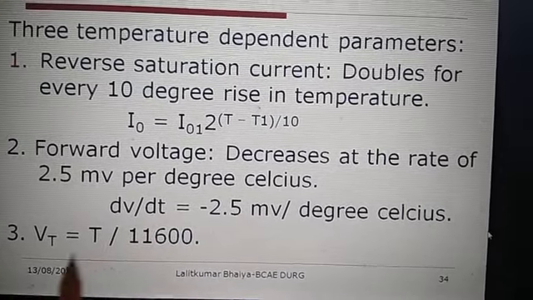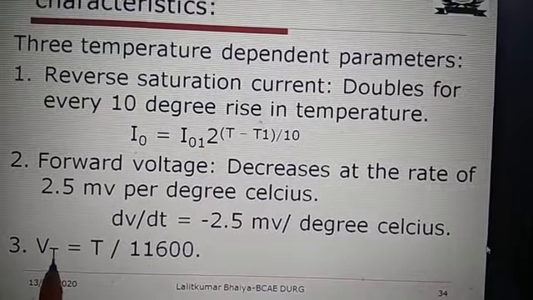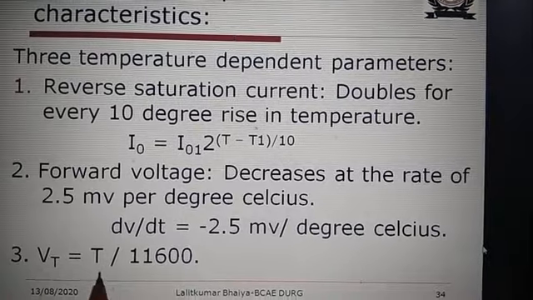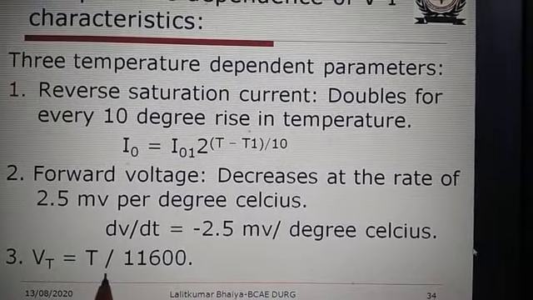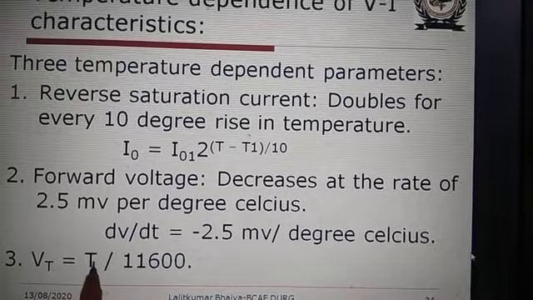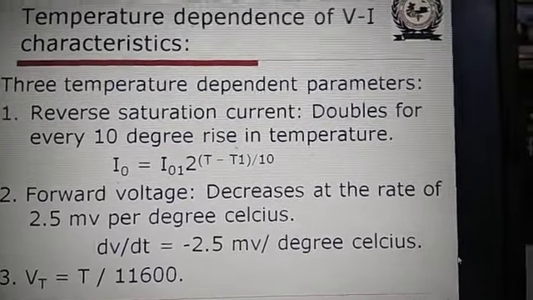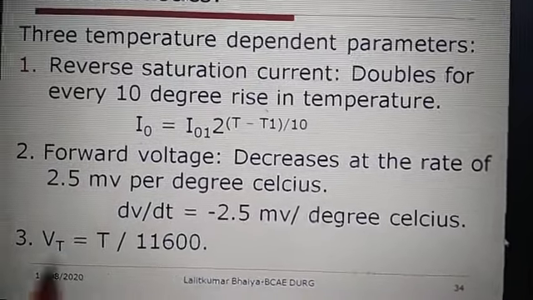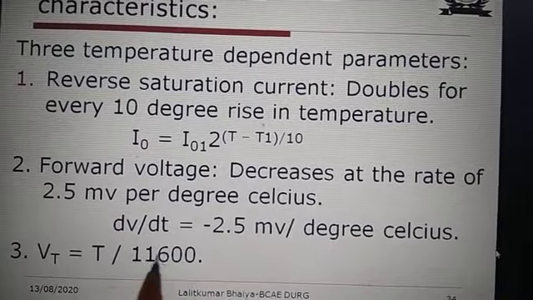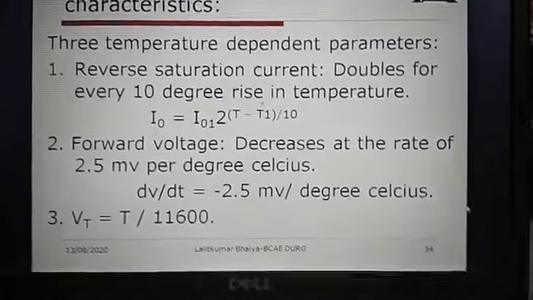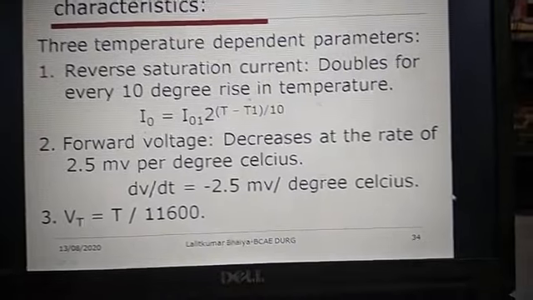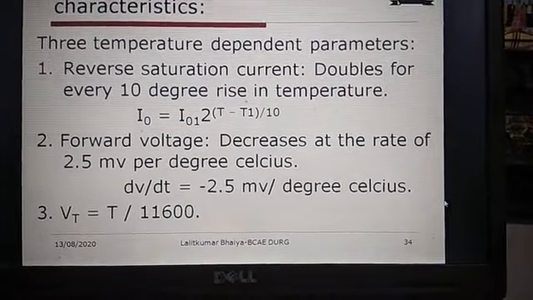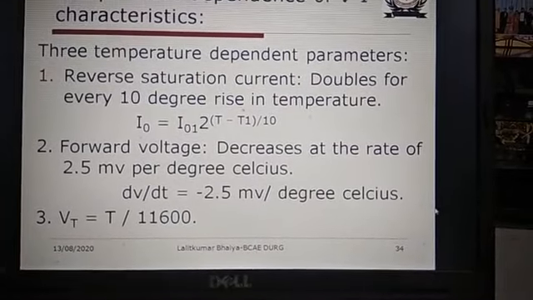And Vt is always the equivalent voltage of the junction temperature. Vt is equal to kT by q, where k is the Boltzmann constant, T is the temperature in degree Kelvin, and q is the charge of the electron. If we put the values of k and q, Vt can be calculated as T by 11,600. So these characteristics are shown here. One is the reverse saturation current that doubles for every 10 degree rise in temperature. Second is the forward voltage.